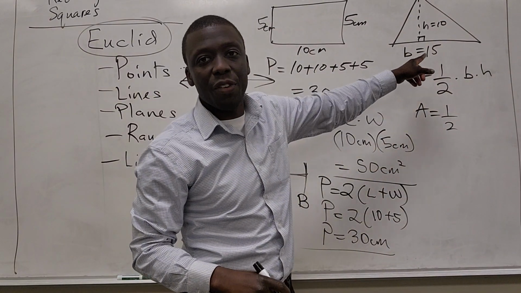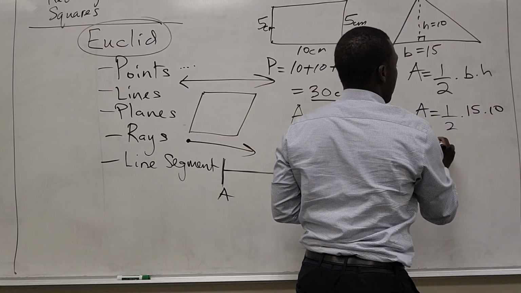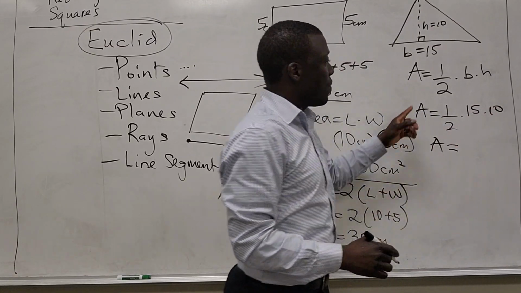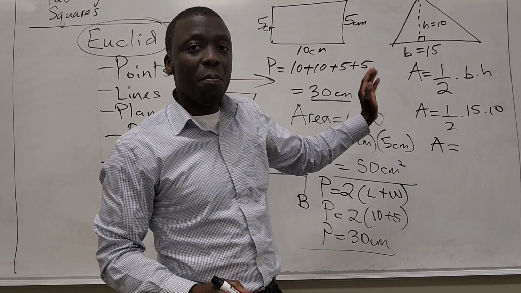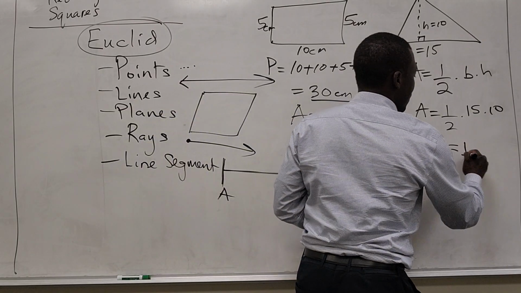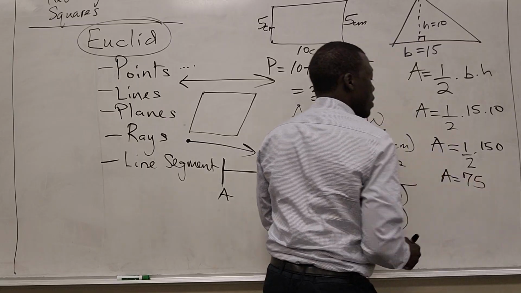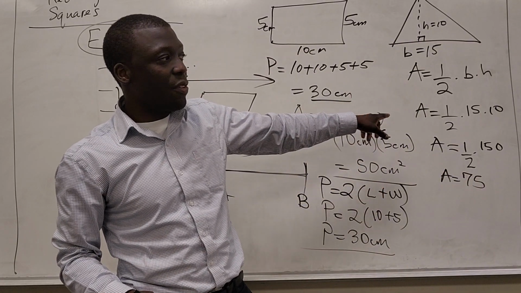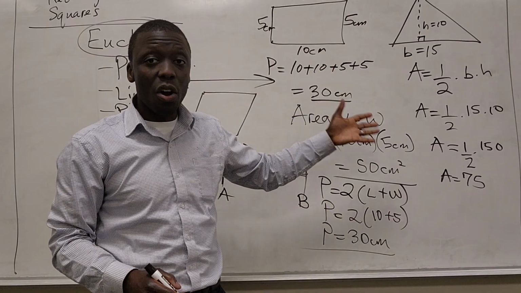So if the base is 15 and the height is 10, then you write the formula, A is equal to 1/2 base times height. The base is 15, the height is 10. You substitute those values in. So basically, we have 15 times 10, which is 150. We divide that by 2 and we get 75. That's the area of that triangle.